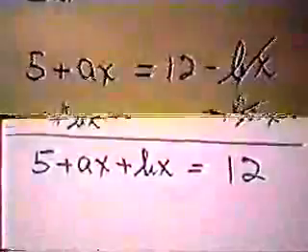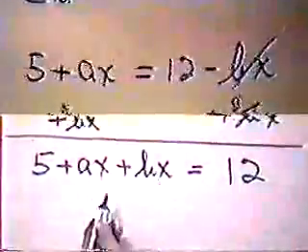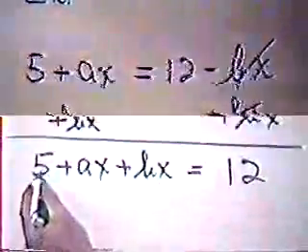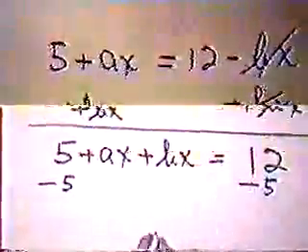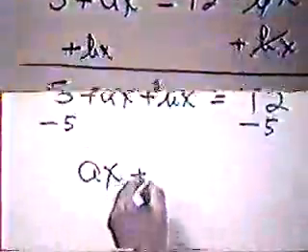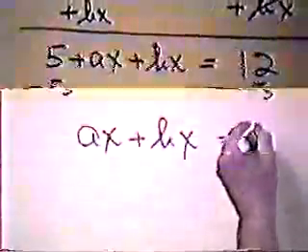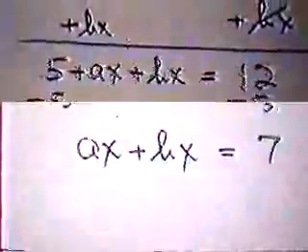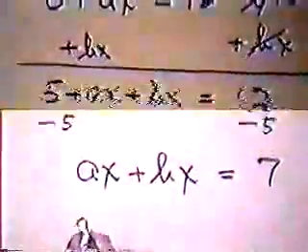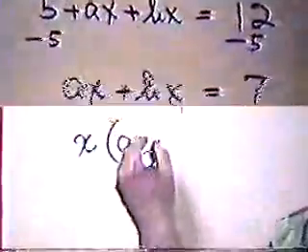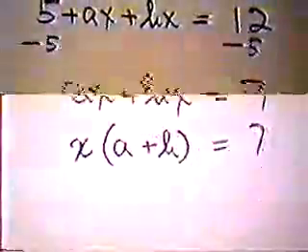All right, well, now we've got the x's on one side. Now we get rid of the numbers. So we want that over there. It's connected by addition, so we subtract it. So we have ax plus bx is equal to 7. Now, new rule here. We have an x times a and an x times b, so we factor out an x. So we have x times a plus b is equal to 7.